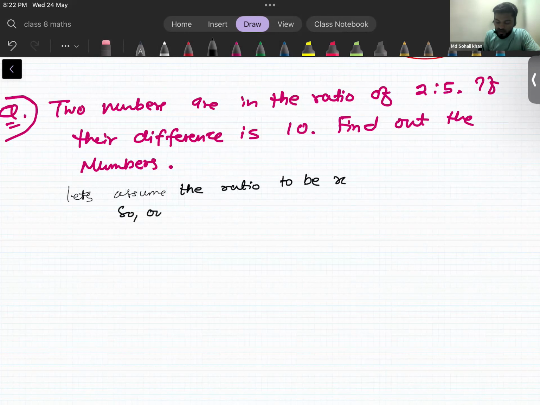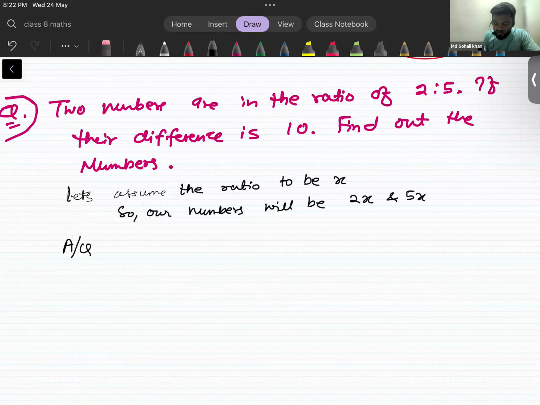So our numbers will be 2x and 5x. We assume the ratio to be x, so our numbers are going to be 2x and 5x. Now, according to our question, it says the difference of the numbers is 10. This is the difference. Now, what we need to do is simply subtract the two numbers, 5x minus 2x.